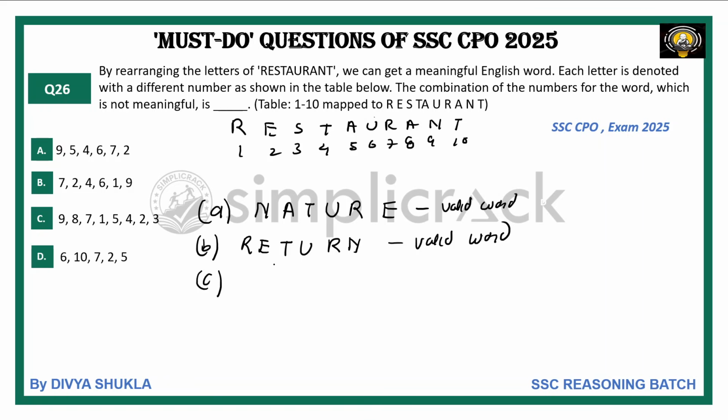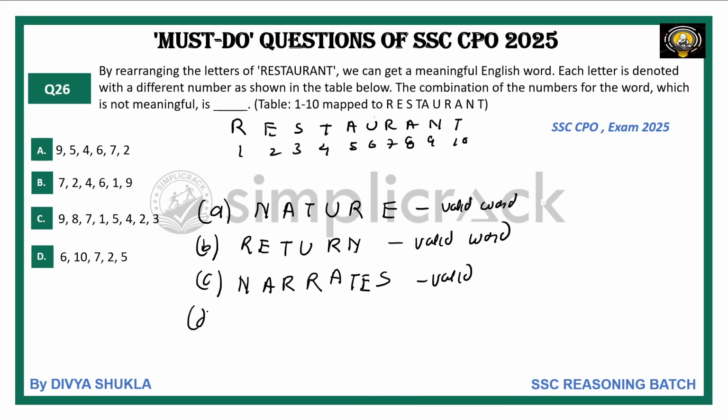Third one, 987, that is N-A-R-R, and then 5, that is A, then T, and then E, which is 2. Narrates. This is also valid.